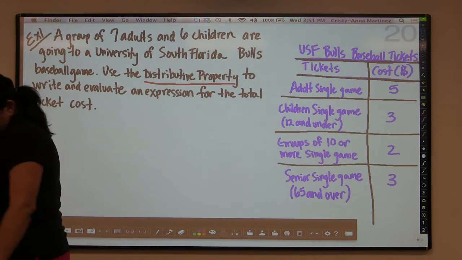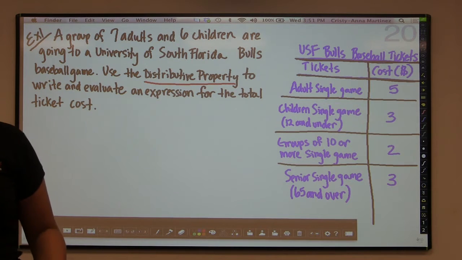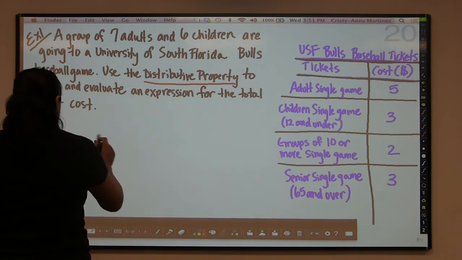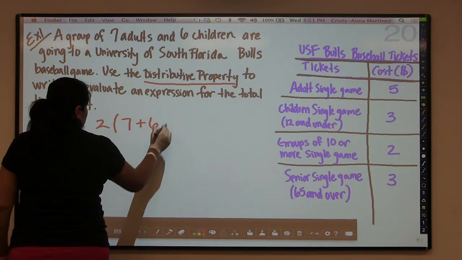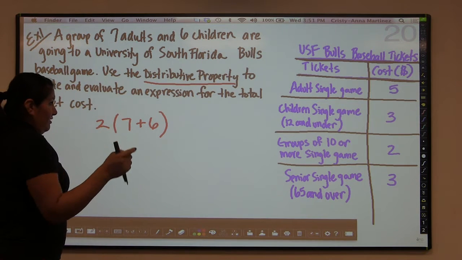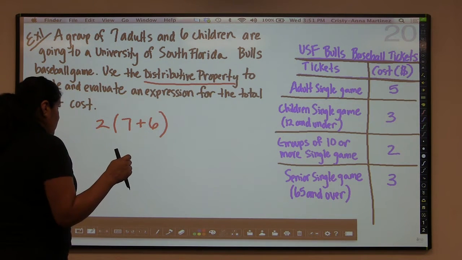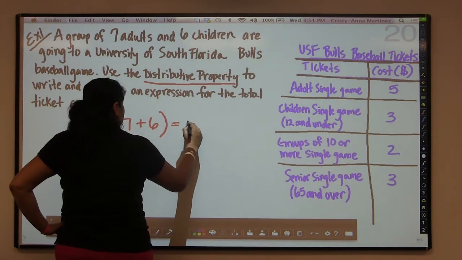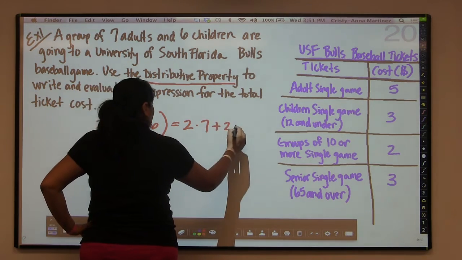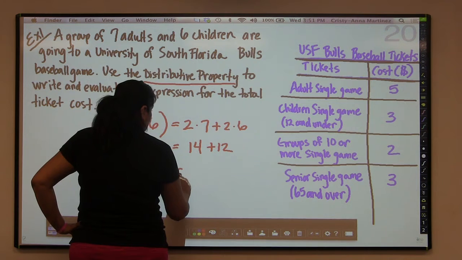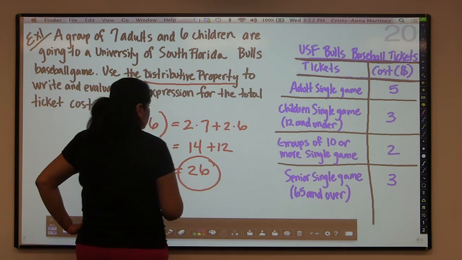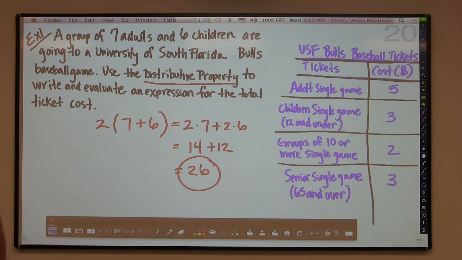The way we're going to write that out using the distributive property is, we're paying $2 for the 7 adult tickets and the 6 child tickets, as opposed to paying the 5 and the 3 separately. We're going to pay $2 for both of those. So that would mean we're going to have 2 times 7 and 2 times 6, which is 14 plus 12, which is $26. So that is using the distributive property to write and evaluate the expression for the total ticket cost.